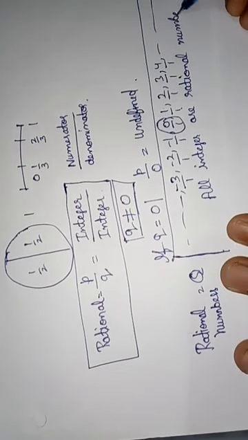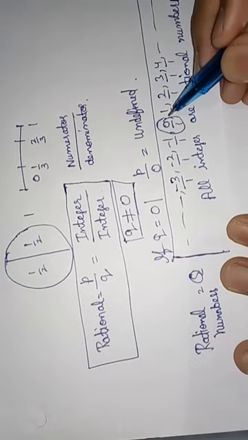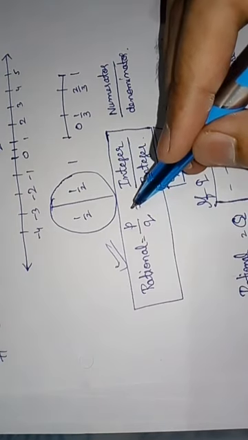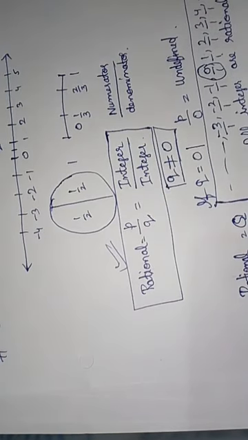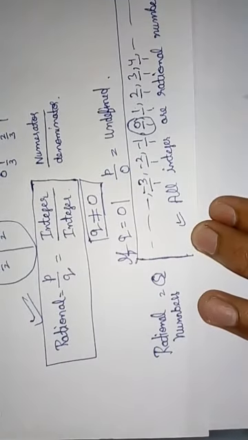All integers are rational numbers. Why? Because we can express them in the form of p by q. This is our basic definition of a rational number. Which number you can express in p by q form? They are known as rational numbers. Okay. Now this is your example in your math book.